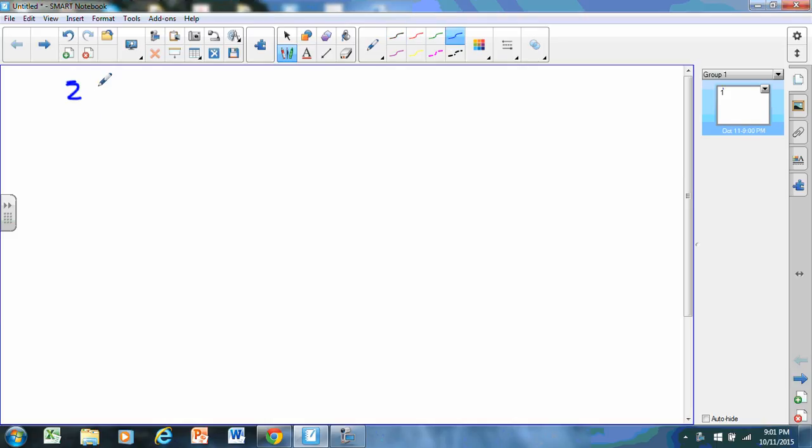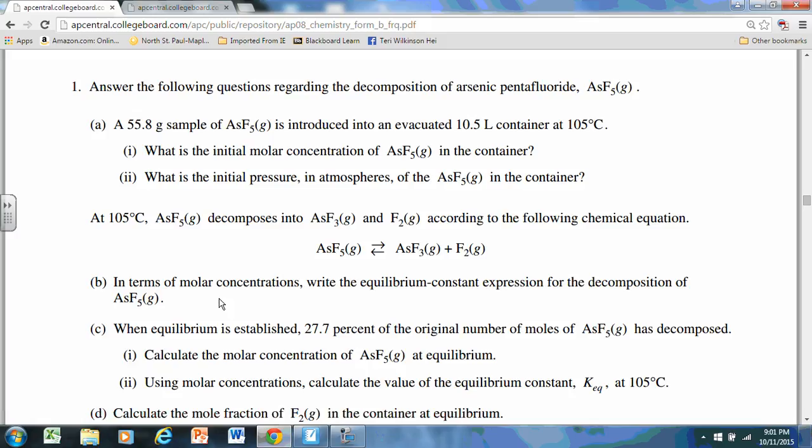Okay, so this is 2008, Form B, question one. And you'll notice as you're working these old problems that the first problem was always equilibrium, always. So coming down here, answer the following questions regarding the decomposition of arsenic pentafluoride. Remember, decomposition is one thing, breaks into two.